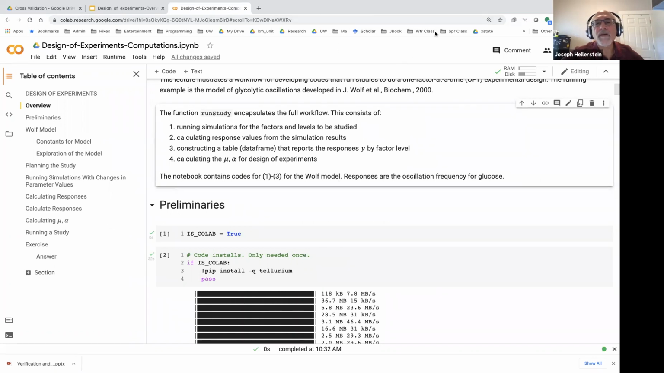I saw there was something. Yeah, it says, aren't the mu and alpha values coming from a specific simulation?